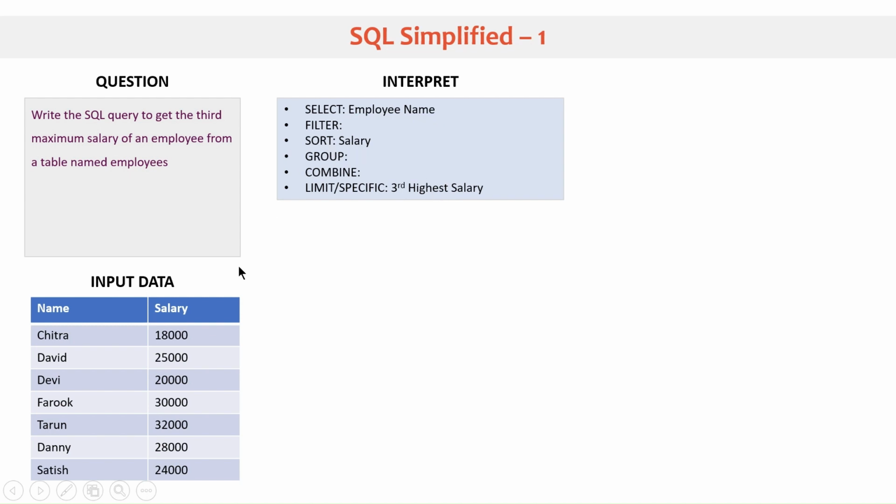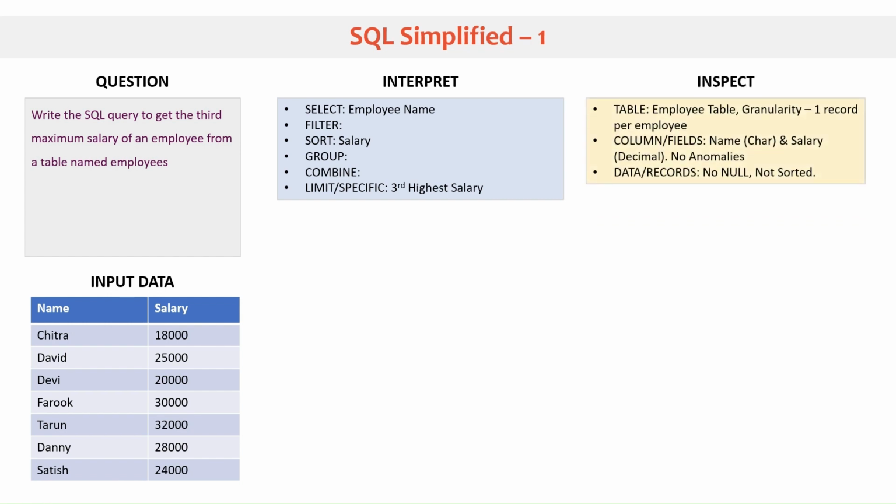And what do we need to sort? We need to sort to get the third, because they are asking us to get the third, right? Which means rank 1, rank 2, rank 3, or 1, 2, 3, 4 kind of data. Only when we sort will we be able to pick the third. So we need three pieces of information. We are going to finally show the employee name in the output, and we need to sort the data based on the salary, and then specifically take the third highest salary. This is the interpretation that we can derive.